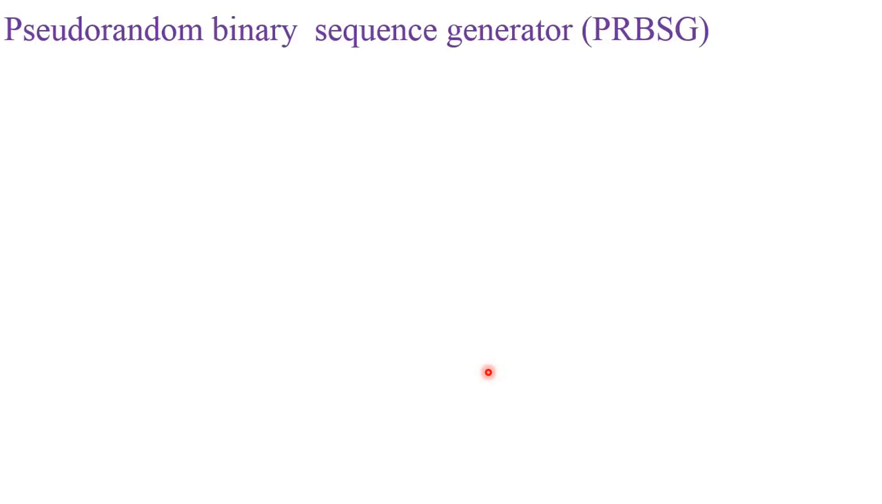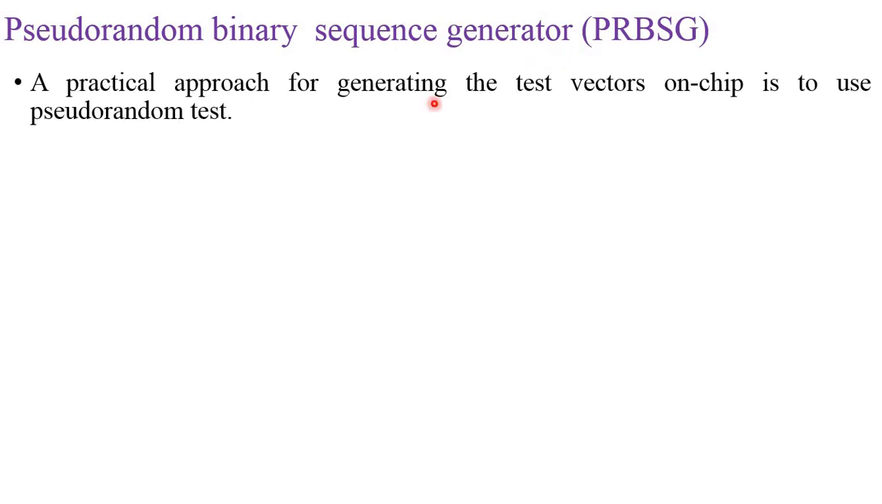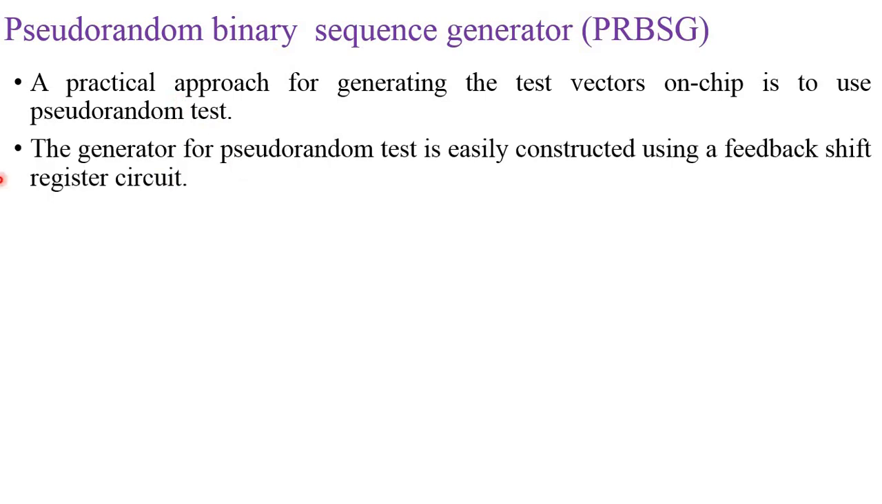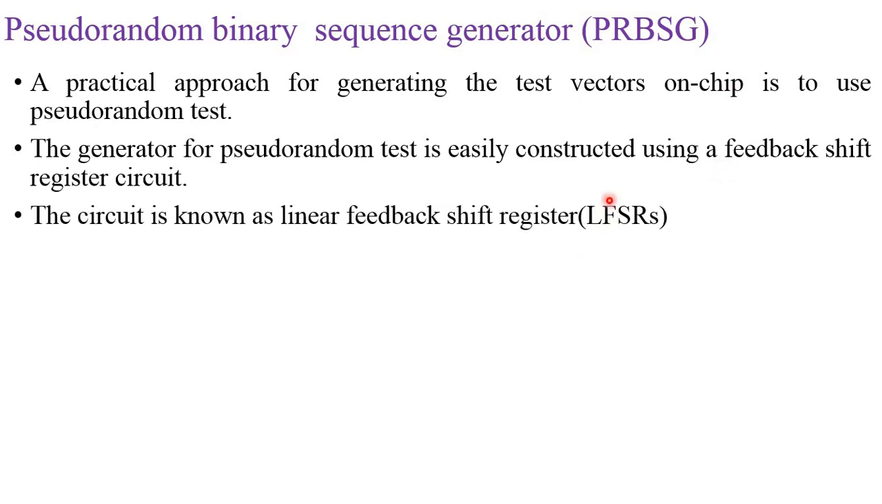So here different methods are present. One is called a pseudo-random binary sequence generator. In the pseudo-random binary sequence generator, the vectors on the chip are used for a pseudo-random test. So it is a practical approach. The generator for a pseudo-random test is easily constructed using a feedback shift register circuit. We know the shift register, but here we use a feedback shift register, that means a linear feedback shift register. The circuit is also known as a linear feedback shift register.